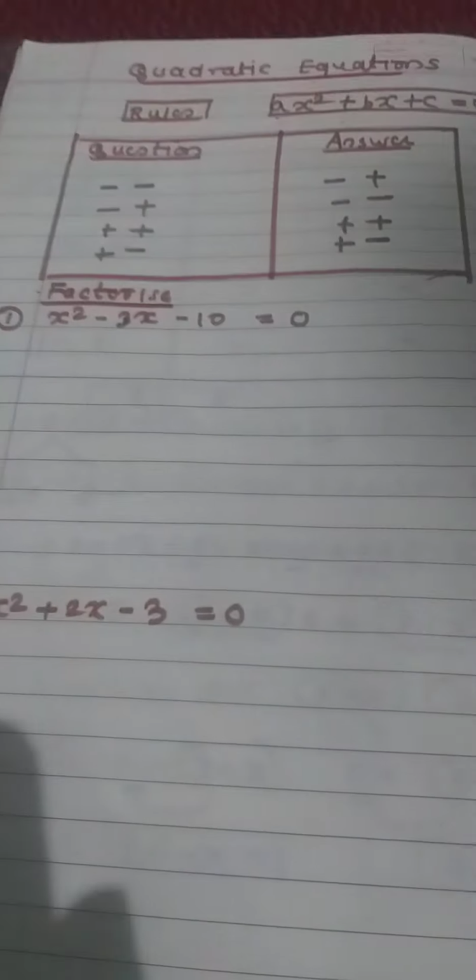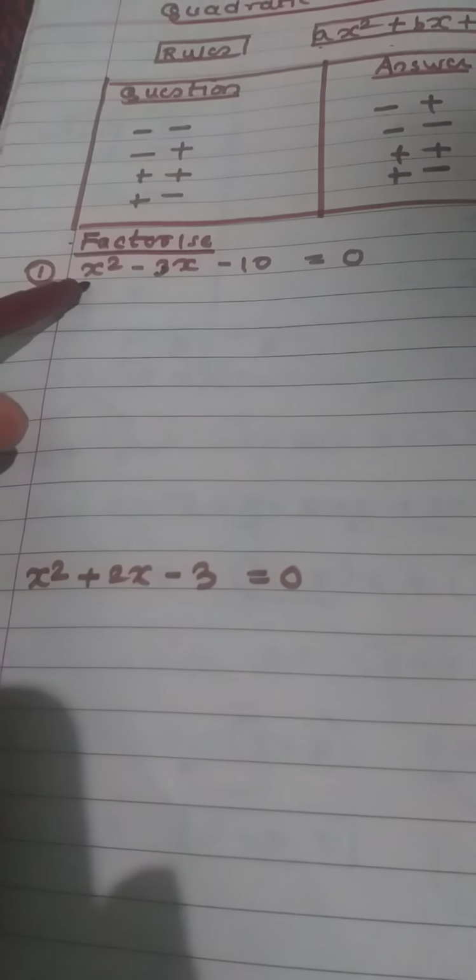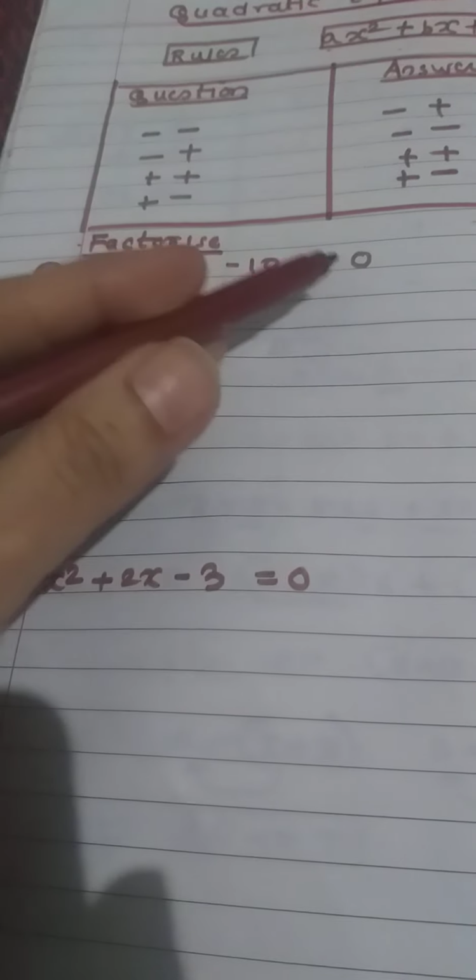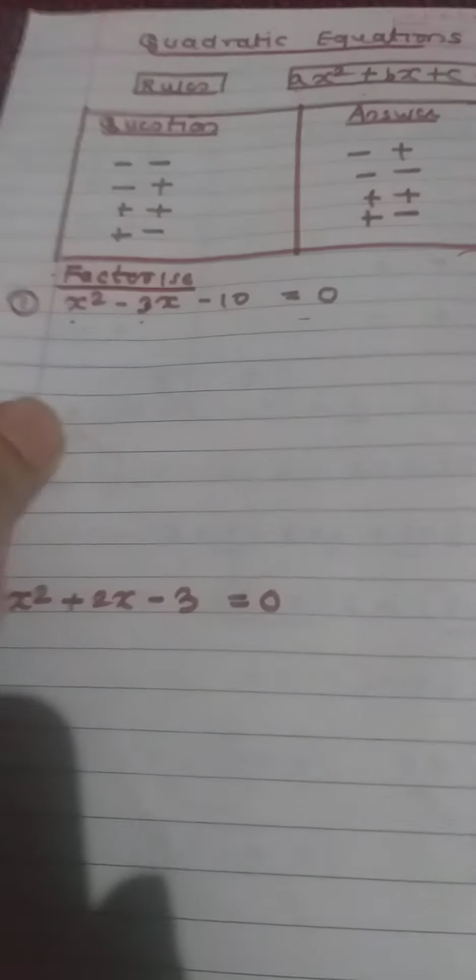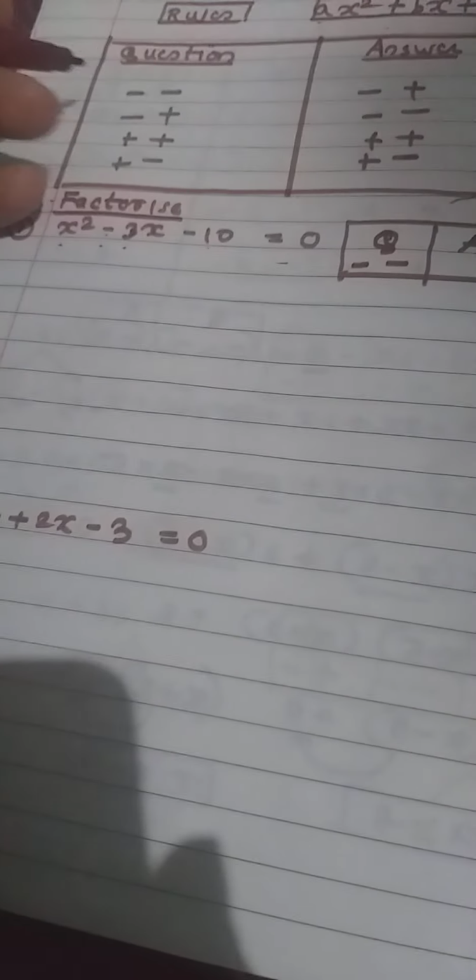Okay, the question is: factorize the equation x square minus 3x minus 10 equals to 0. The first step is to find the signs of the question and what the signs of the answer will be as per this table. What are the signs of the question? Minus, minus, right? So I will write here minus and minus, and go here. If the question contains the sign minus minus, what will be the sign of the answer? Very good, it will be minus plus.